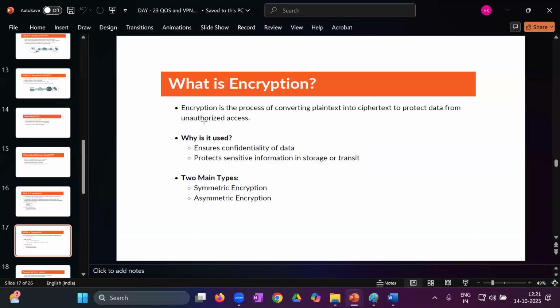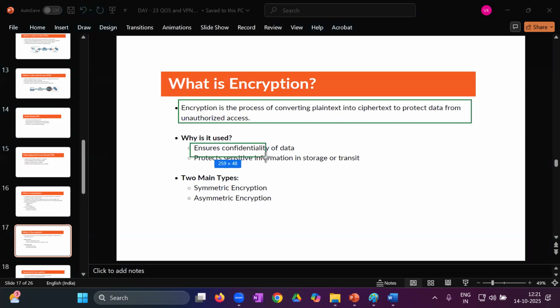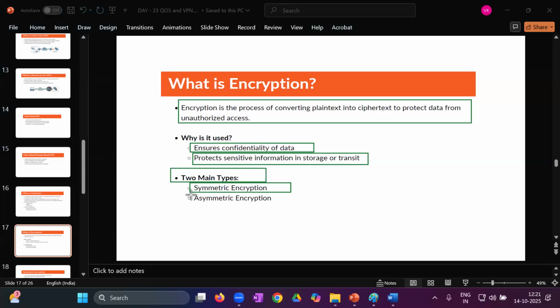First thing, what is encryption? Encryption is the process of converting plain text into ciphertext to protect data from unauthorized access. Now, why is it used? To ensure confidentiality of data, to protect sensitive information in storage or in transit. So while doing transactions, it should be protected. In that case, we will be using this. Two main types of encryption: one is symmetric encryption and one is asymmetric encryption.